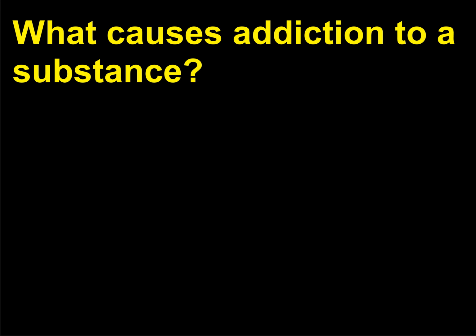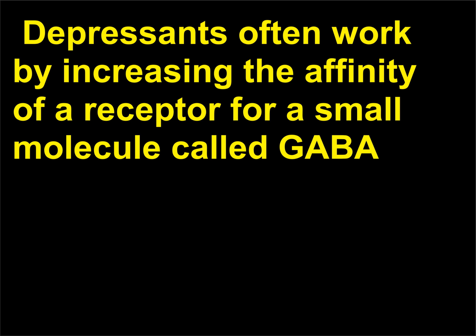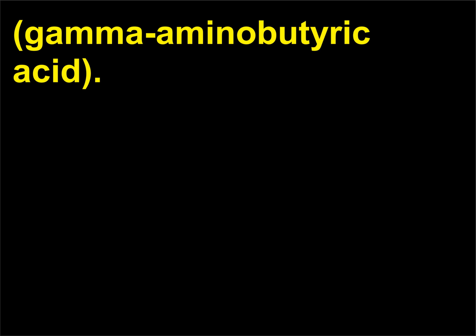What causes addiction to a substance? Drugs that cause addiction change the ability of receptors in your brain to cause you to feel pleasure. There are a few ways this can happen. Depressants often work by increasing the affinity of a receptor for a small molecule called GABA, gamma-aminobutyric acid.